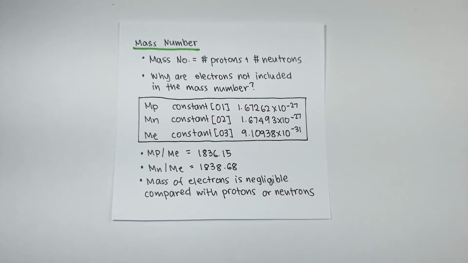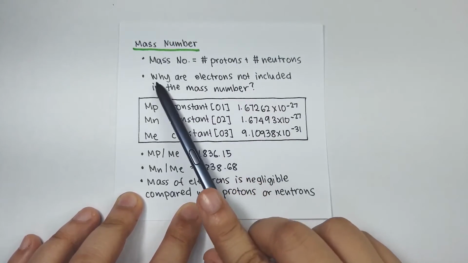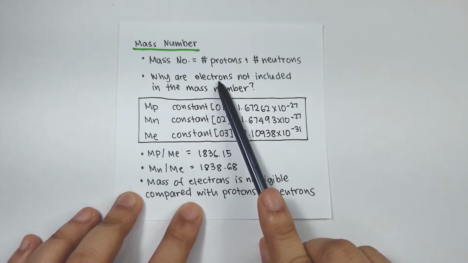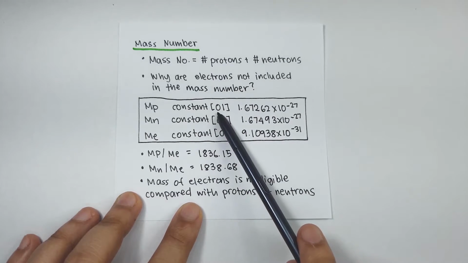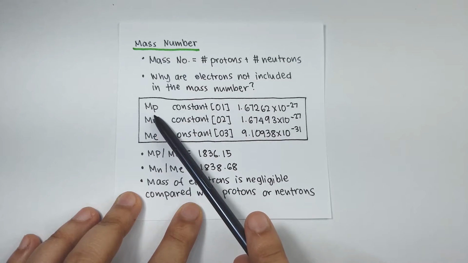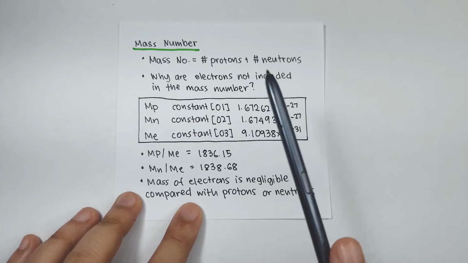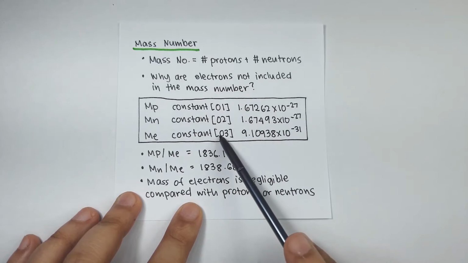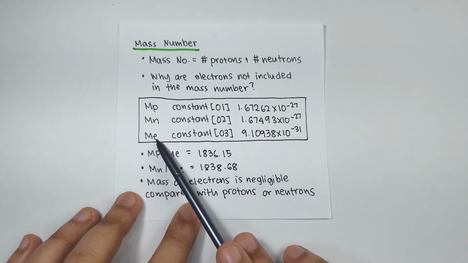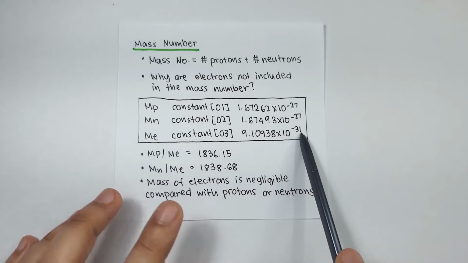Diba mass number is equal to the number of protons plus the number of neutrons? Pero bakit hindi ba kasali sa formula ng mass number yung number of electrons? Using your calculator, constant 01 is ang mass of protons. That is 1.67262 times 10 raised to negative 27. Constant 2, mass of neutron, 1.67493 times 10 raised to negative 27. And constant 3, ang mass of electron, 9.10938 times 10 raised to negative 31.